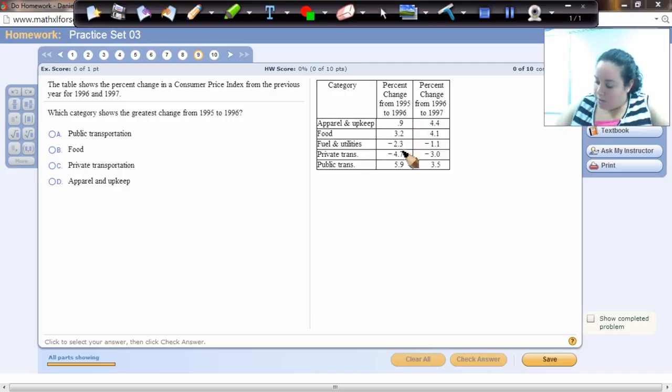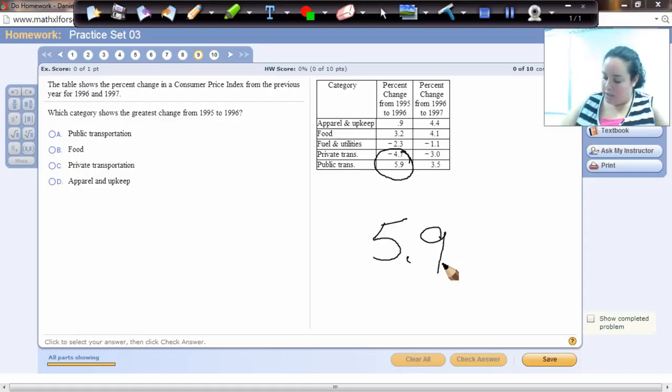So we have to look for the number that has the biggest absolute value. All right. So in this case, the biggest absolute value would be right here. 5.9. So the category that had the biggest change would be public transportation.